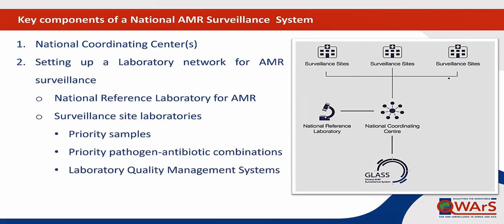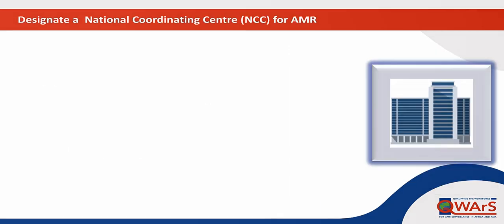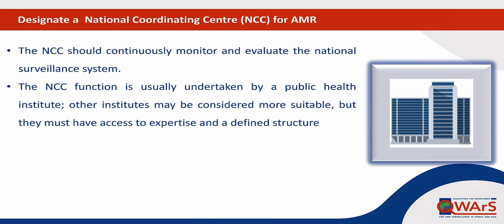A national coordinating center should be set up to oversee, monitor, and coordinate the national AMR surveillance program that includes collection and aggregation of data from surveillance sites, report writing, and dissemination of reports. The NCC function is usually undertaken by a public health institute. Other institutes may be considered more suitable, but they must have access to both laboratory and epidemiological expertise and have a defined structure for surveillance coordination and data management.